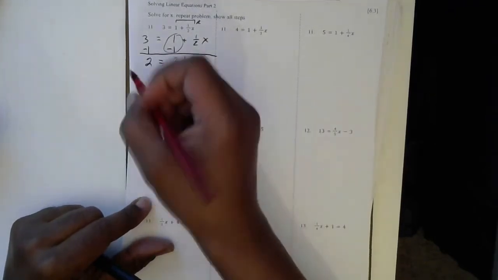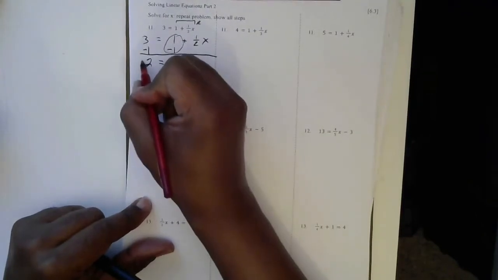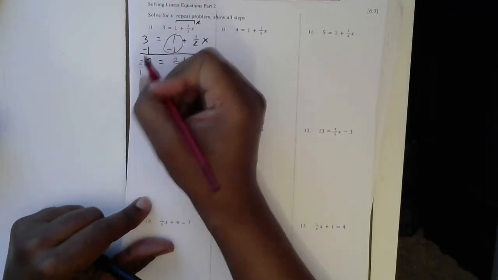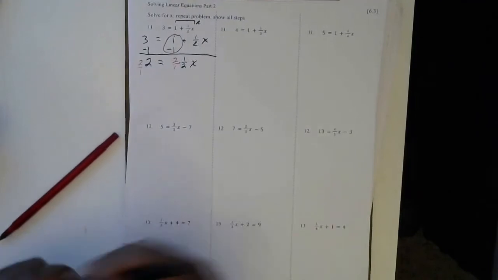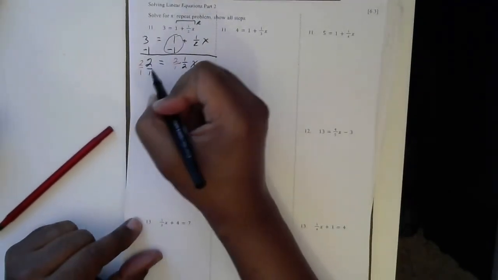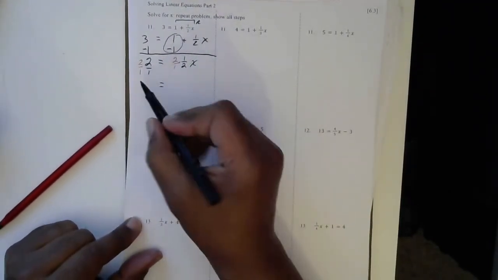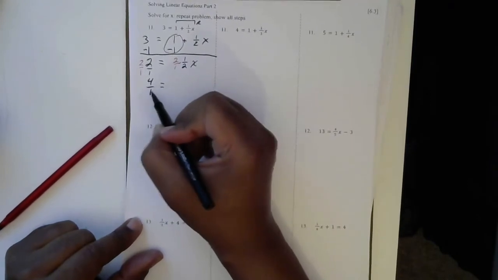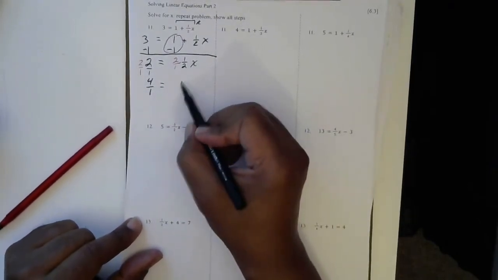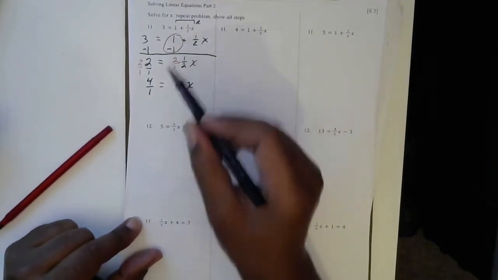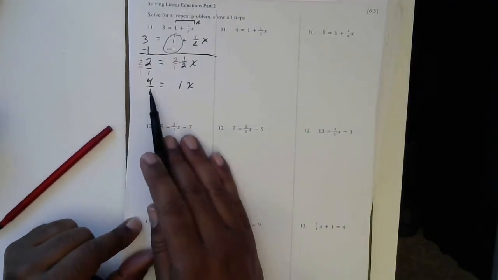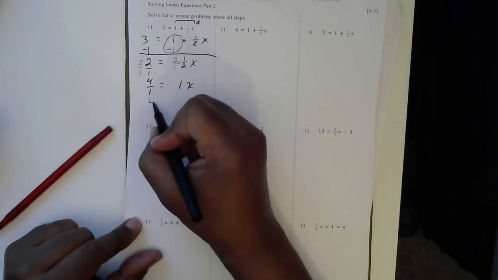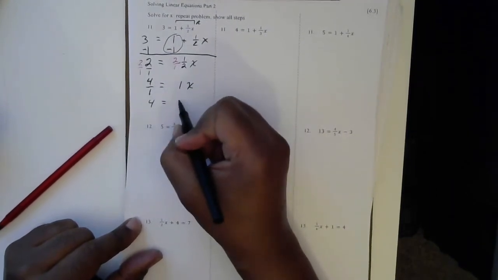But we'll also put a 2 over 1 here. And we can make the 2 into a fraction by putting it over 1. And as a result, we'll get 4 over 1. Here we'll get 1x. And 4 over 1 simplifies to a 4. And 1x is x.